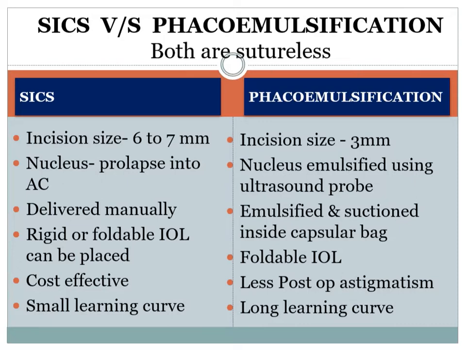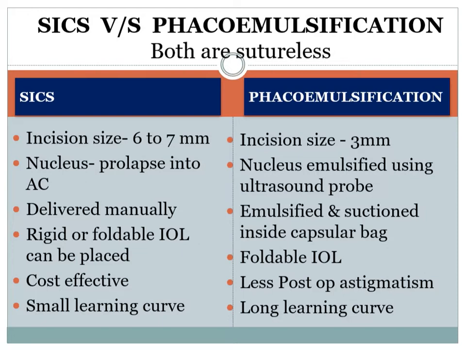Otherwise, there won't be enough area for the refraction to occur, isn't it? So a minimum diameter of the intraocular lens optic is 5.5 to 6 millimeters, isn't it? So how will you put a 6 millimeter lens from a 3 millimeter incision? For that, you have to use foldable intraocular lens.